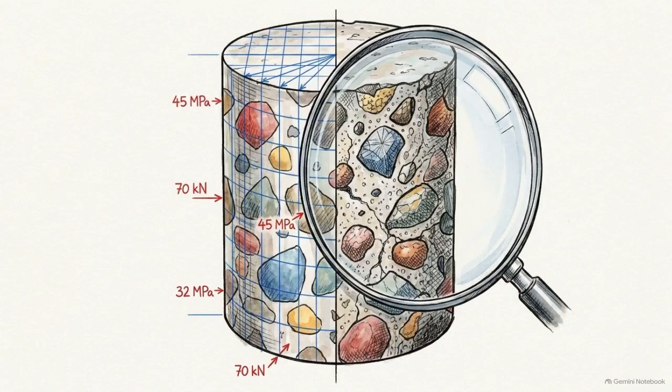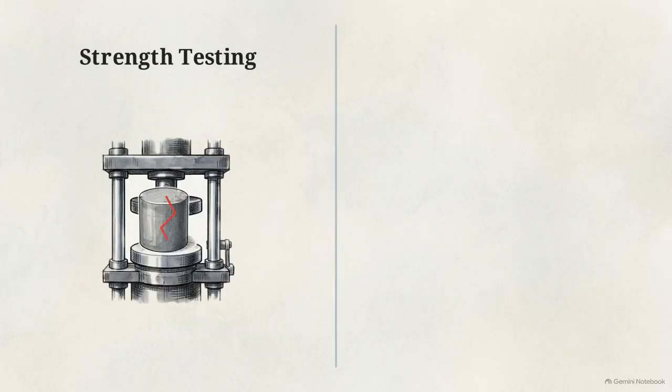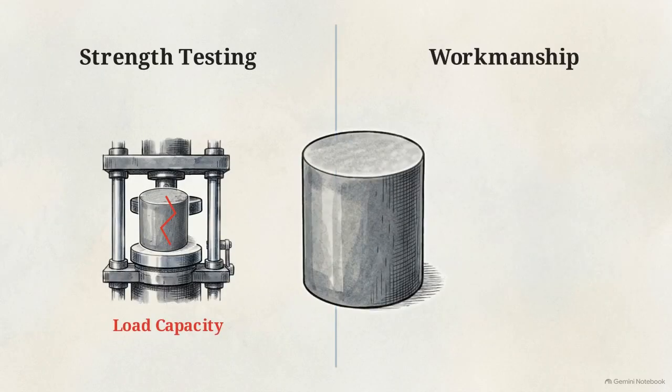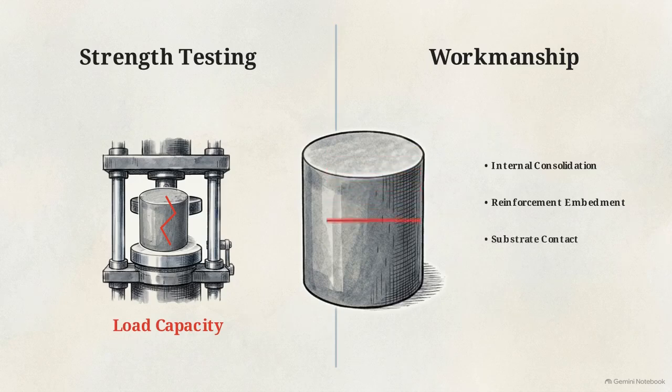The drilled core ultimately serves a dual purpose. Generating a numerical load value in the compression machine is only half the equation. The machine evaluates strength, but visually inspecting the exposed surface of the core evaluates workmanship, revealing critical details about internal consolidation, reinforcement embedment, and substrate contact.